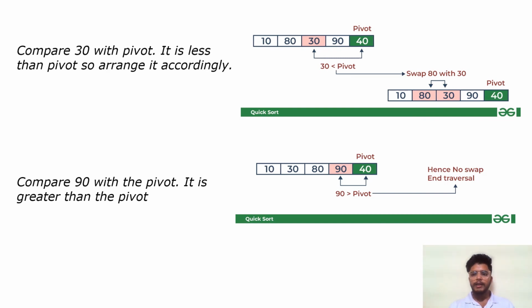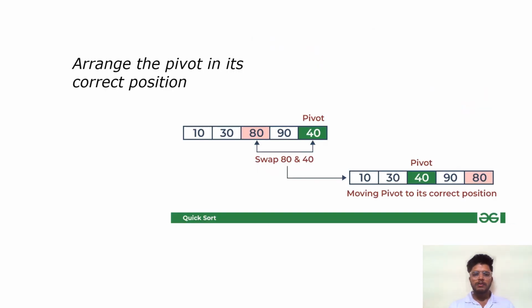Before, there was a swap of 80 with 30. So arranging the pivot in its correct position, where 80 and 40 get swapped. So moving the pivot to its correct position, the final result will be written as 10, 30, 40, 90 and 80. Then 80 goes on swapping. So the final result will be 10, 30, 40, 80 and 90.